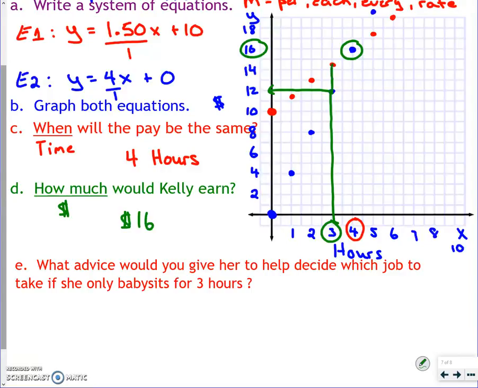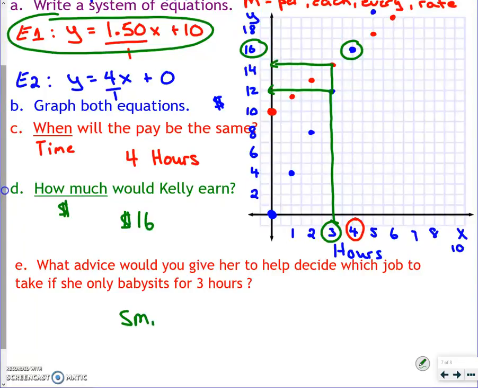If she went up to this red dot, she's going to make, what does it look like? It'll be a little bit over $14, $14.50. So I would want to do the red dots, and the red dots went with equation number 1, which went with the Smiths. So I would choose the Smiths because you make more money.